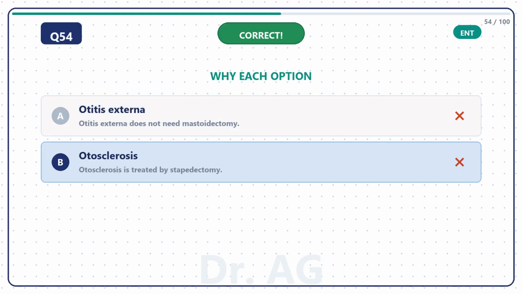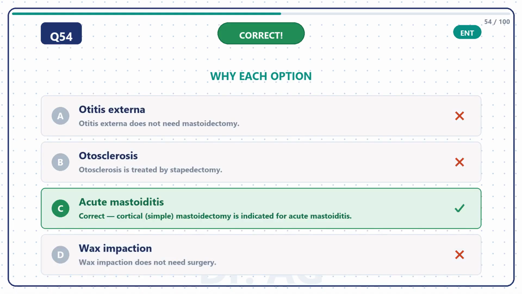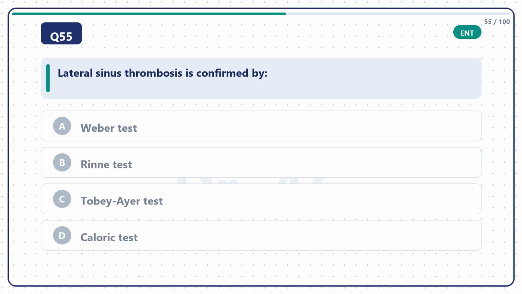Otosclerosis. Otosclerosis is treated by stapedectomy. Wax impaction. Wax impaction does not need surgery. And the correct answer is acute mastoiditis. Correct. Cortical, simple mastoidectomy is indicated for acute mastoiditis. So, the right answer is option C. Acute mastoiditis. Question 55. Lateral sinus thrombosis is confirmed by option A.